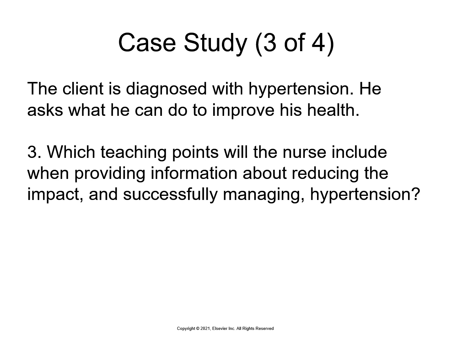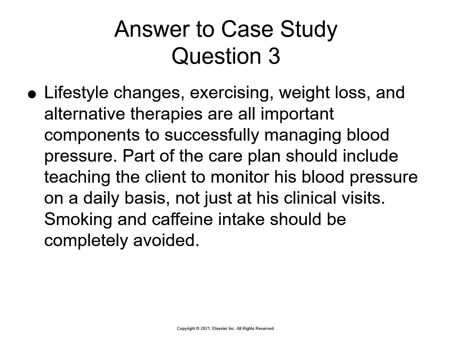So, what teaching points will the nurse include when providing information about reducing the impact and successfully managing his hypertension? So, what are you going to do? Well, let's discuss that in our next slide. Yes, lifestyle changes, exercise, weight loss, alternative therapies are all very important to managing his blood pressure. So part of his care plan would include teaching him, that's your job, how to monitor his blood pressure. He should have a good, reliable blood pressure monitoring system at his home, not just when he comes to the clinic. He should stop smoking and decrease his caffeine intake.